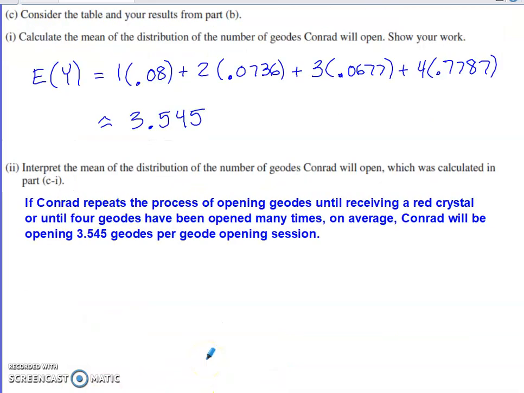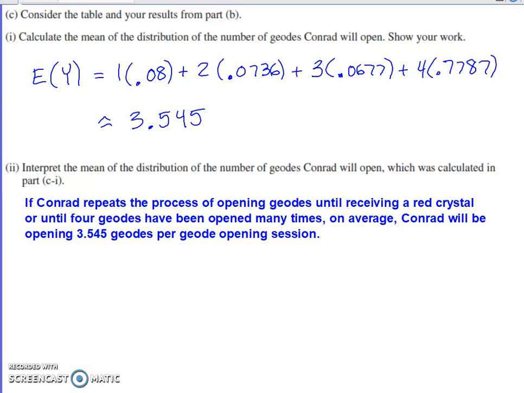We're now asked to consider what we did back in part B and calculate the mean of that distribution for the number of geodes Conrad's going to open, and we are asked to show our work. So this would be the expected value, the expected number of geodes Conrad's going to need to open when he goes through this process to get that red crystal or to stop opening after the fourth geode has been cracked.